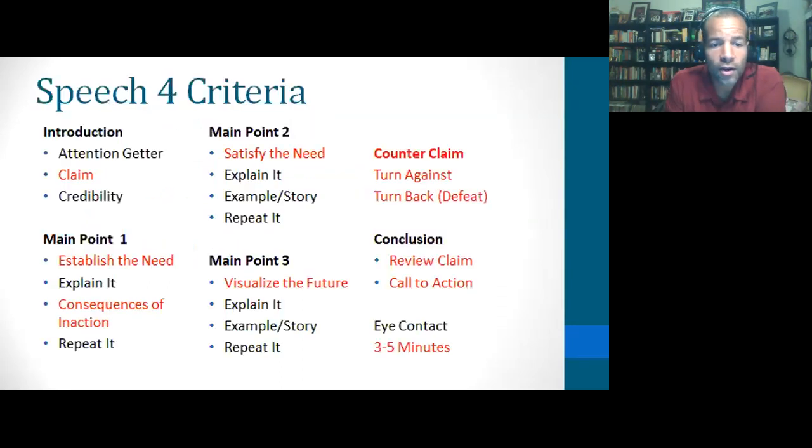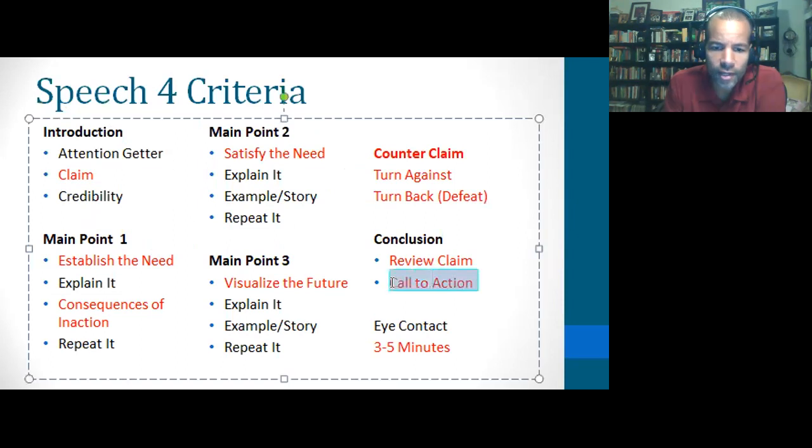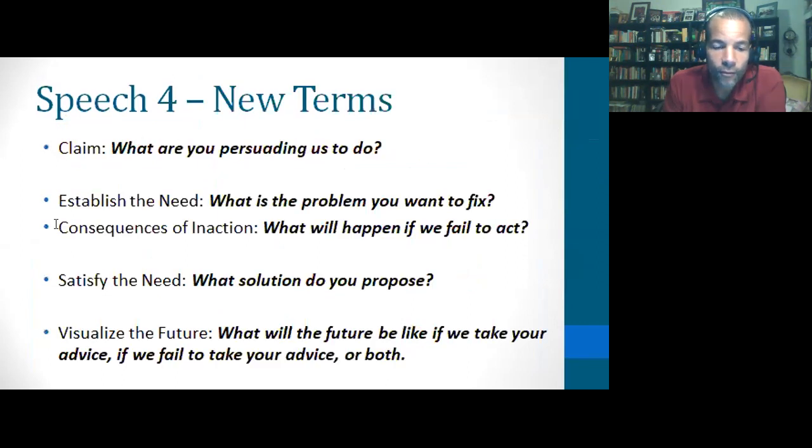Okay, so just looking at our criteria for speech 4, but keep in mind this is also more or less the structure we'll have for speech 5 and for the final. I've pointed out in the previous video what the structure of the speech is, and I went over Monroe's motivated sequence. And really, there are two things that I'm going to focus on. One here is this business of call to action, and the other is just to highlight some aspects of counterclaim, which is also new.